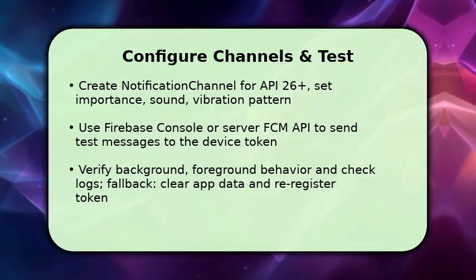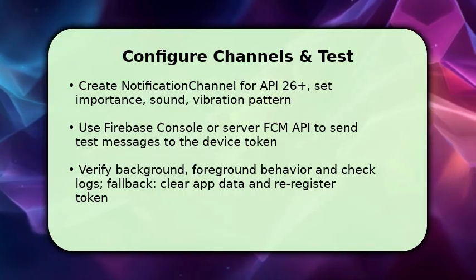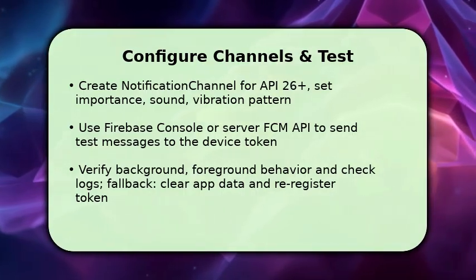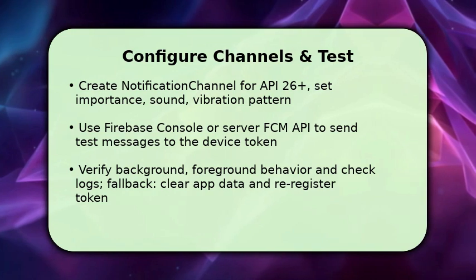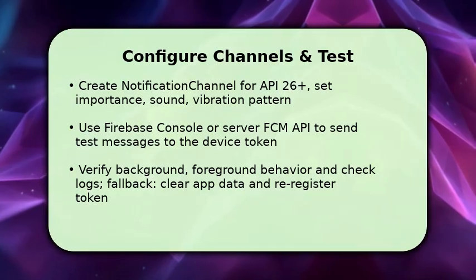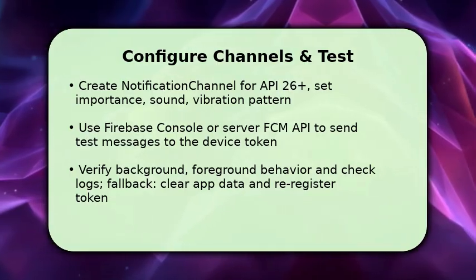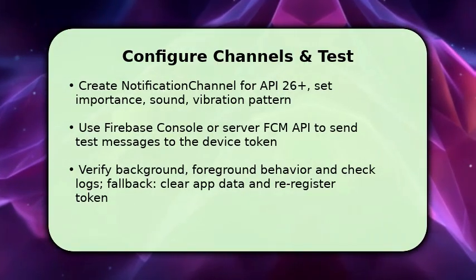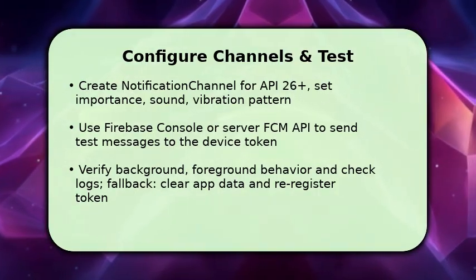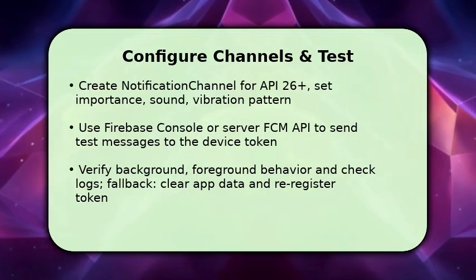Then test delivery by sending messages from the Firebase console or your server using the device token. Test foreground and background flows and confirm click actions open the right activity. If notifications don't appear, check Logcat for token errors and HTTP responses. As a troubleshooting tip, clear app data, uninstall/reinstall the app to force token refresh and re-register with your backend.